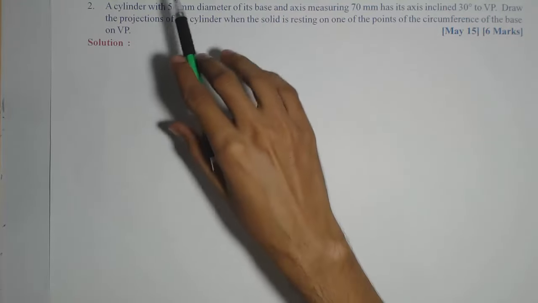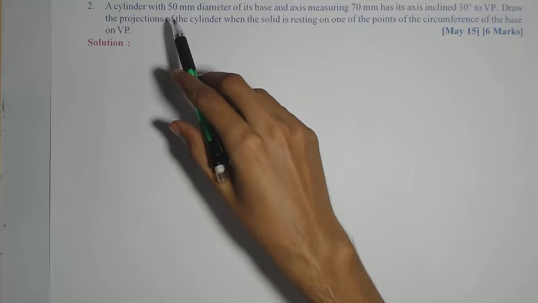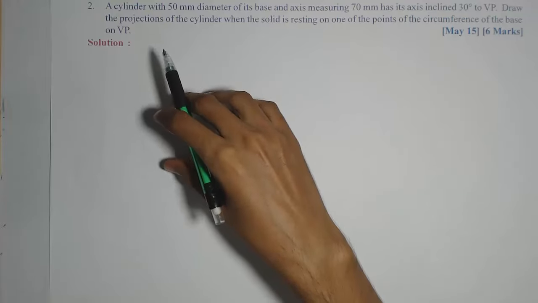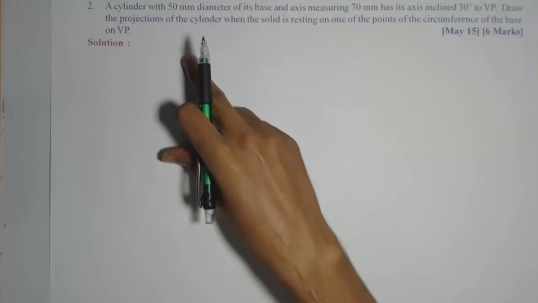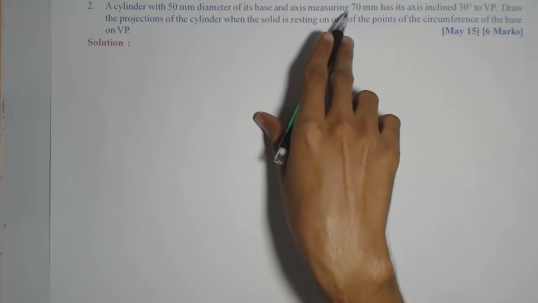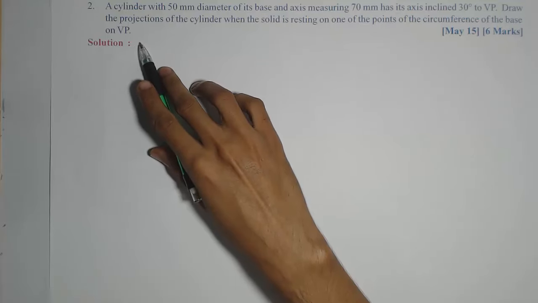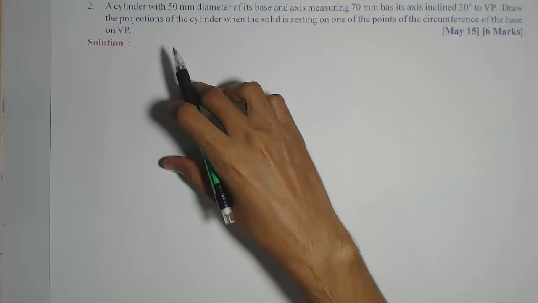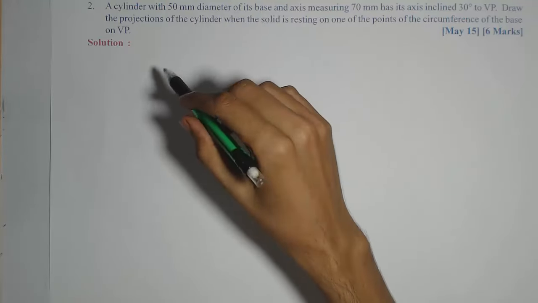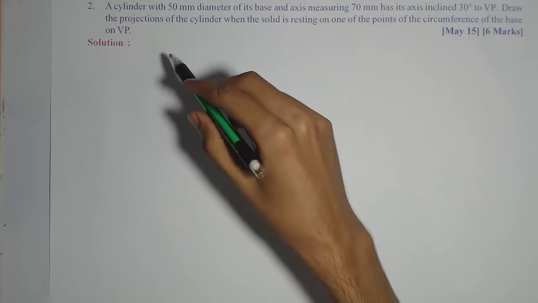In the previous problem, one of the points of the circumference of the base was resting on HP. So we started with the base below the reference line, that is, the circle drawn below the XY line. But here, one point on the circumference is on the VP. So I should assume that the entire base is lying on the VP first. So the base, which is a circle, will be visible in the front view instead of the top view. So we need to draw that circle above the XY line.